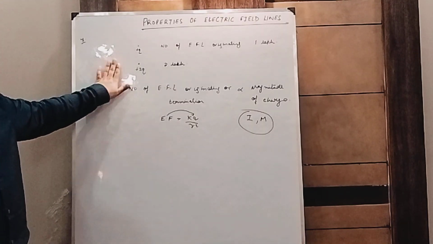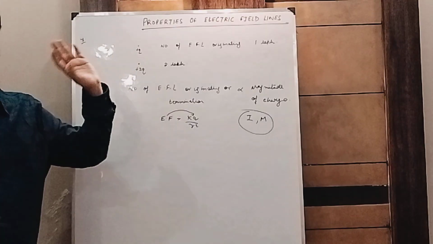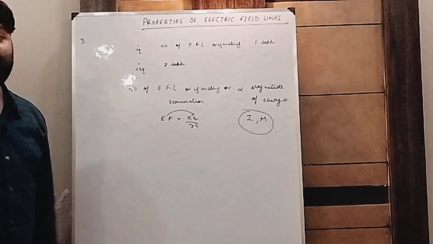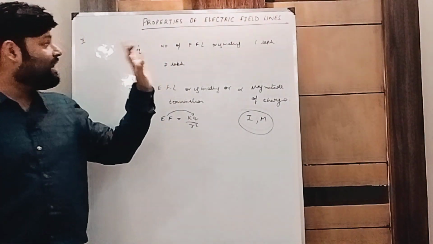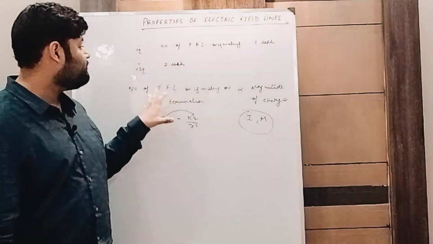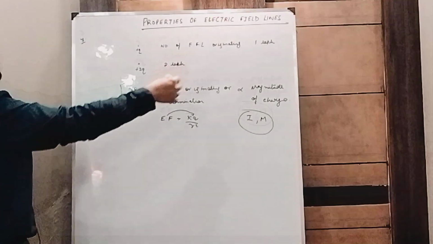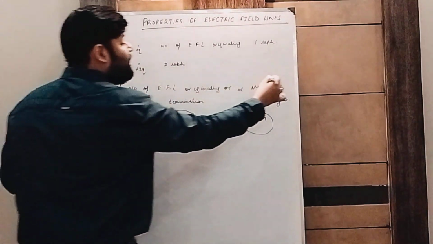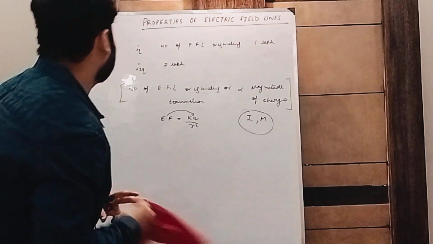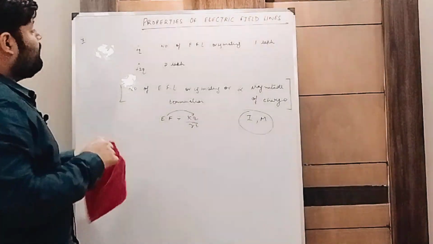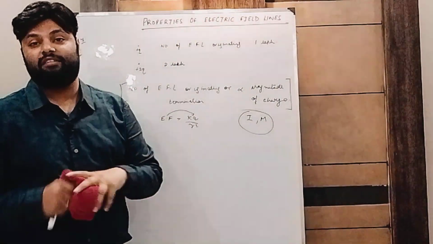Okay. Now, what does this property say? That the number of electric field lines originating from plus Q, if that is given to us as 1 lakh, then from plus 2Q charge, the number of electric field lines originating will be 2 lakhs. It is simple. And this is the statement: number of electric field lines originating or terminating is directly proportional to the magnitude of charge. Now, this was all the knowledge you needed about the properties of electric field lines.